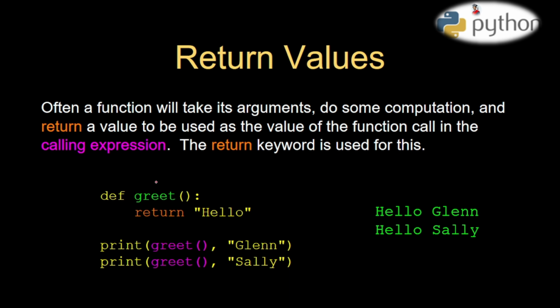Then this return value, the return keyword followed by that value, is called the return value. Look at this one: def great, return hello. This is the return output, or returned value, of this function great. When we call great, the output is hello.